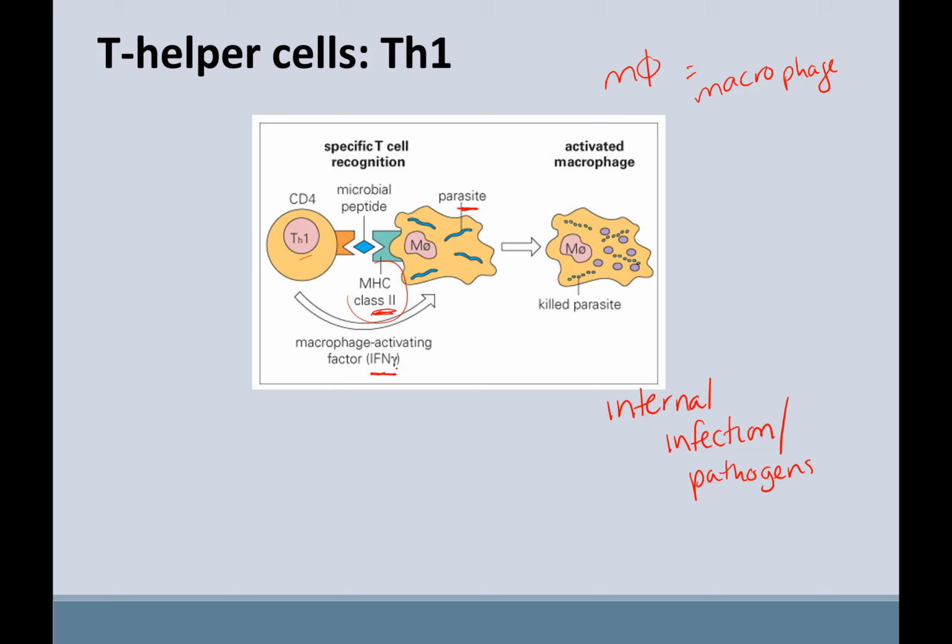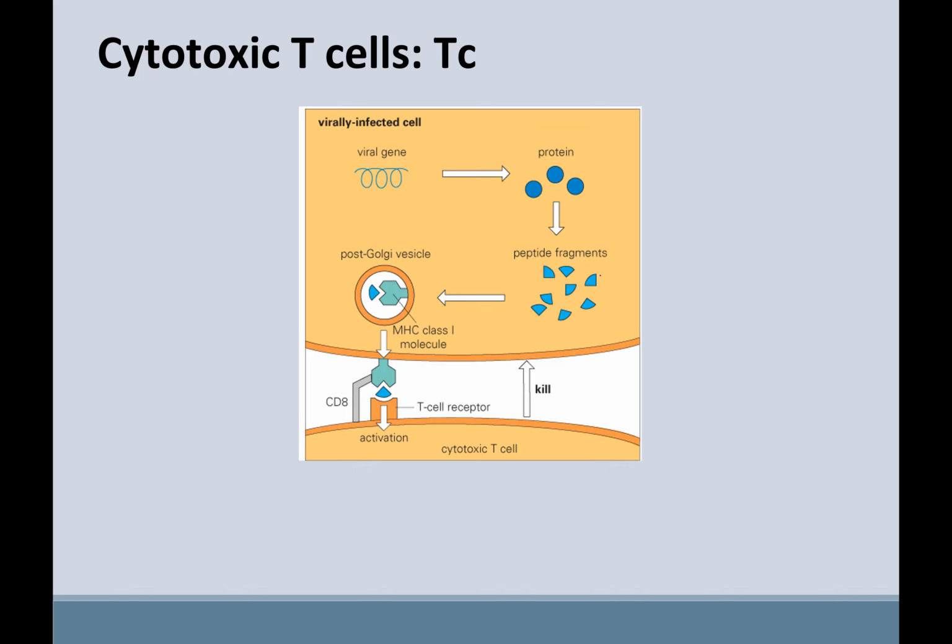So here's interferon gamma we talked about, part of that adaptive immune system. And they activate the macrophage and say, you have a foreign invader, get rid of it. There's also a type of T cell called cytotoxic T cells. These are really important for virus infected cells.